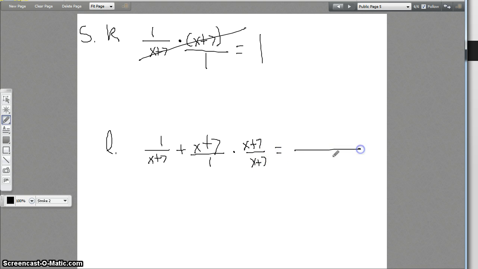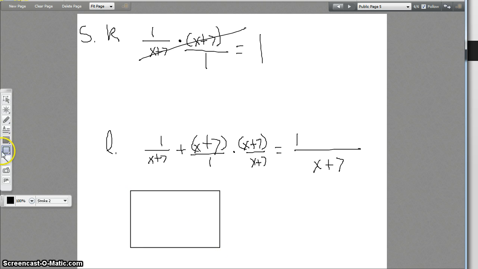So now we have a common denominator of x plus 7. We'll write down our 1. And then we need to write down the product of x plus 7 and x plus 7. So in case you do not know what that product is, we're going to do a grid diagram to solve it. So here we go.